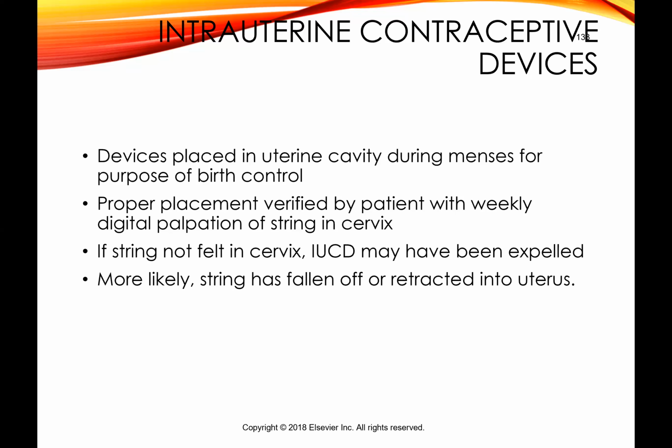They're devices placed in the uterine cavity during menses for the purpose of birth control, and proper placement is verified by the patient with weekly digital palpation of the string and cervix. Now, if they don't feel their strings, that's when they'll want to come in and get an ultrasound just to make sure that the IUD is still in the correct place. A lot of the time, the string has either fallen off or retracted into the uterus, and the IUD is still correctly placed. But it's one of those things I really want you guys to be aware of, because you're going to be doing these a lot.